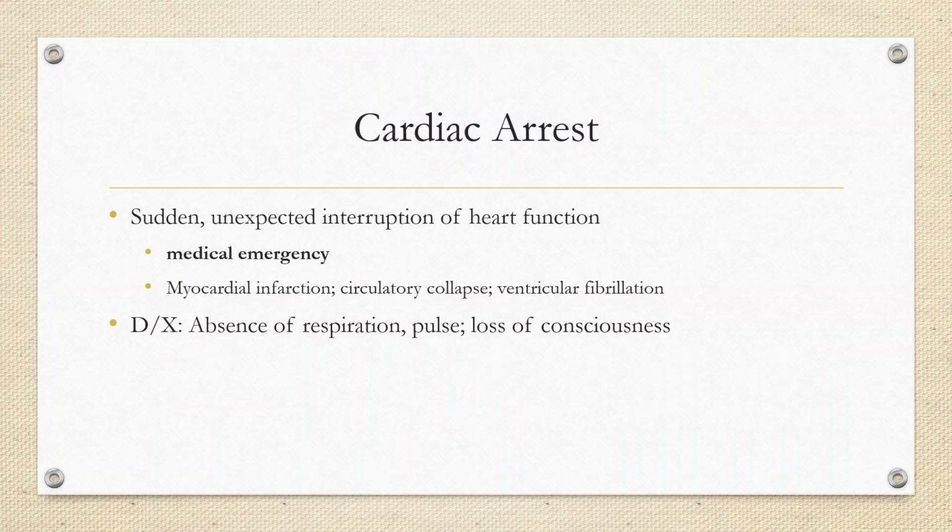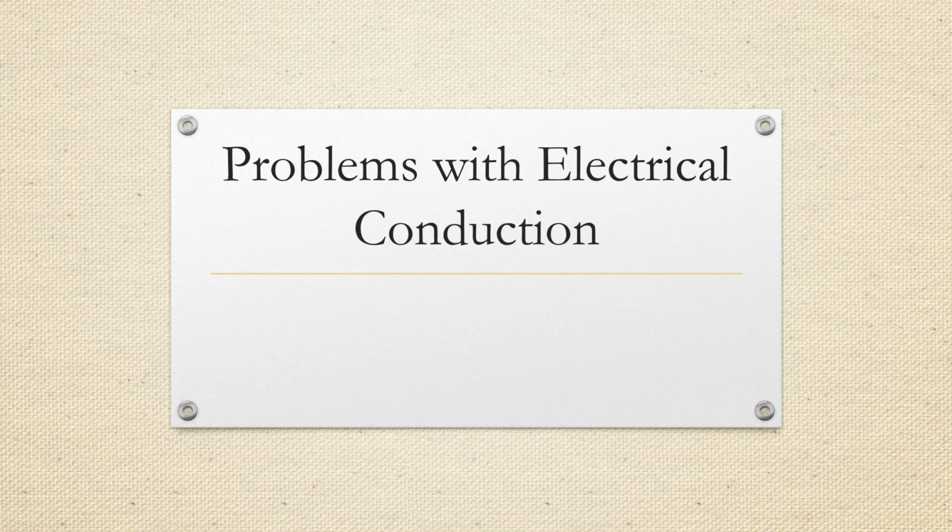And then cardiac arrest. This is a sudden, unexpected medical emergency. This might be due to things like myocardial infarction or VFib that we already talked about. We could also just have a circulatory collapse as well. This might be due to something like trauma or when someone has a lot of excessive bleeding. And so no respiration, no pulse, loss of consciousness. We're going to start CPR and get them emergency help as quickly as possible.